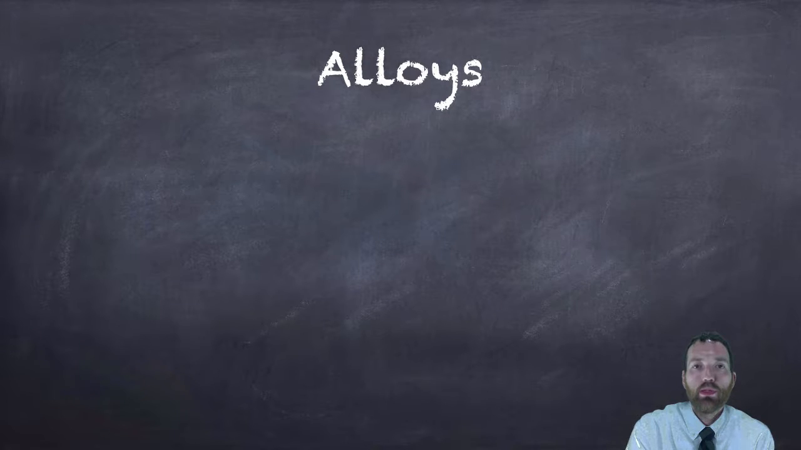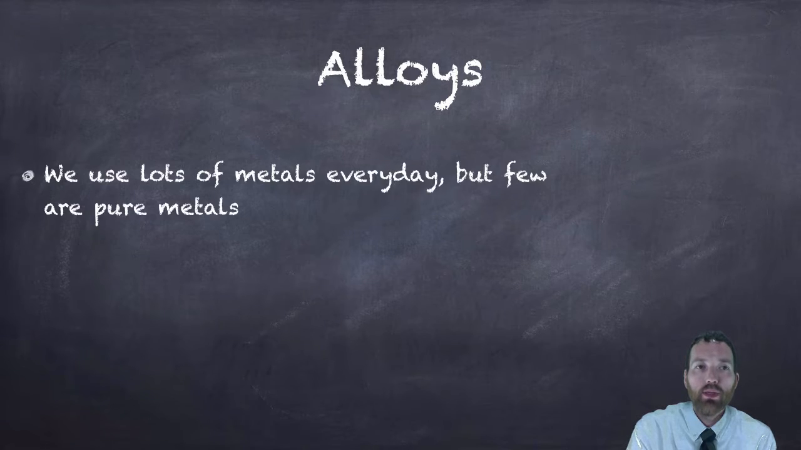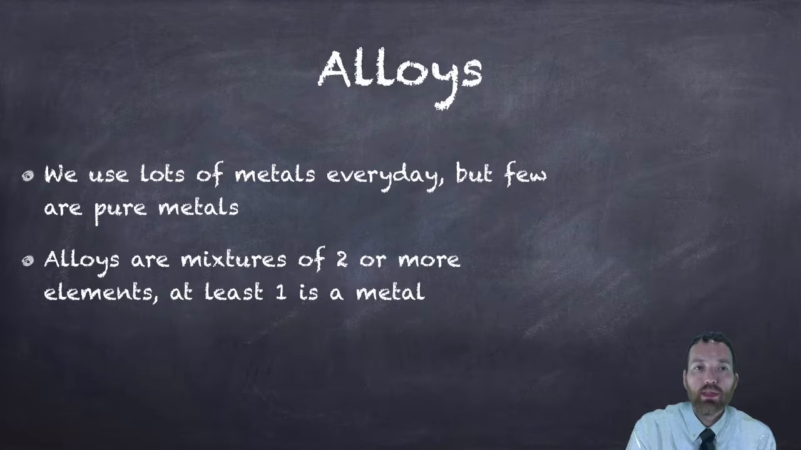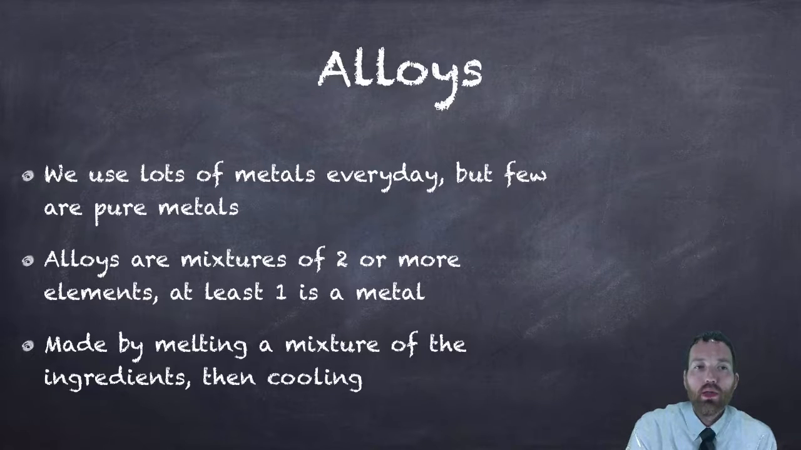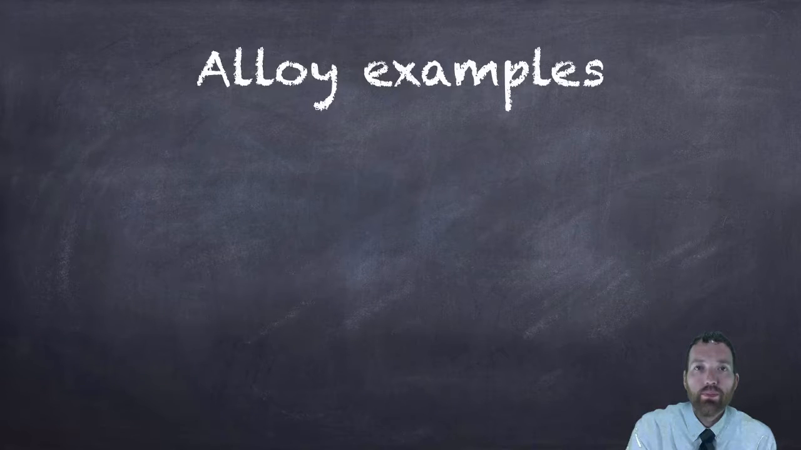In the previous chapter we talked about mixtures. This video is about a special type of mixture called an alloy. We use lots of metals every day, but few of them are pure metals. An alloy is a mixture of two or more elements, at least one of those elements is a metal. And they're made by melting a mixture of these ingredients together and then cooling them.